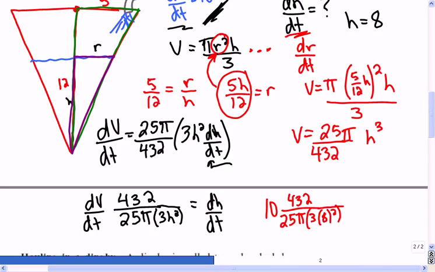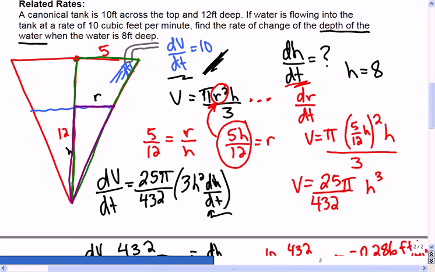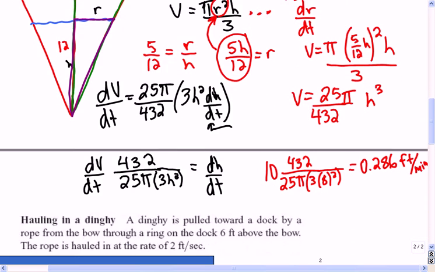Okay, so let's see here. 10 times 432 divided by 25 pi. Okay, so we get 0.286 roughly. 0.286. And I believe these units are in feet per minute. Let's just see here. Feet and minutes. Yes, so it is rising at 0.286 feet per minute at that instant.